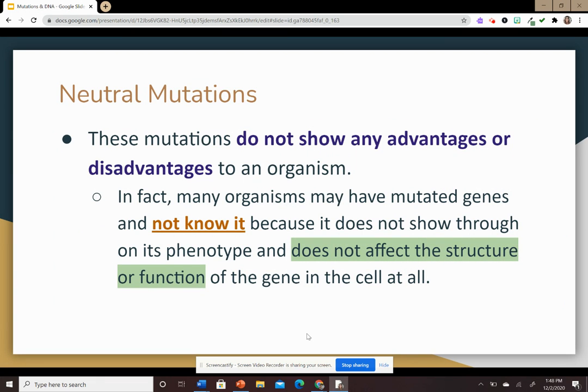Okay. And then, of course, we have neutral mutations. These don't show any advantages or disadvantages. Sometimes you have mutated genes and you don't even know it because sometimes it won't show up as a physical trait. So it just all depends.